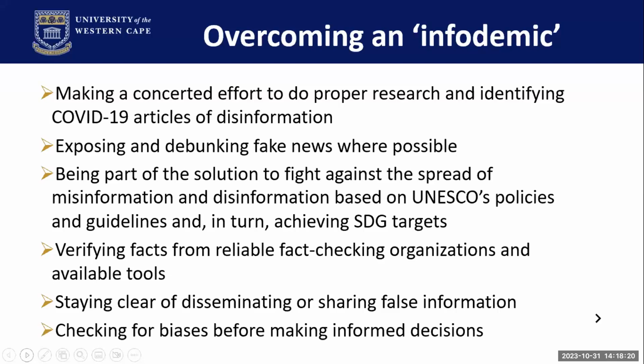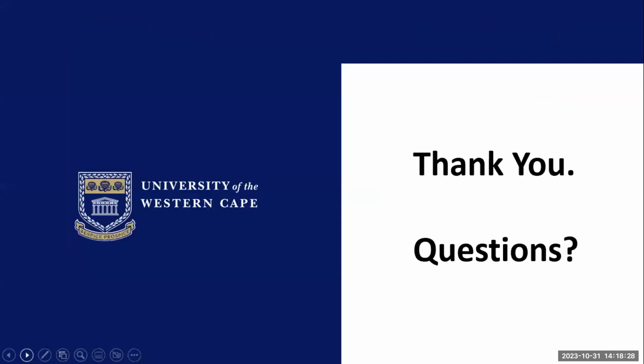Number five, staying clear of disseminating or sharing false information. And number six, checking for biases before making informed decisions. Thank you, and I'll be open for any questions.